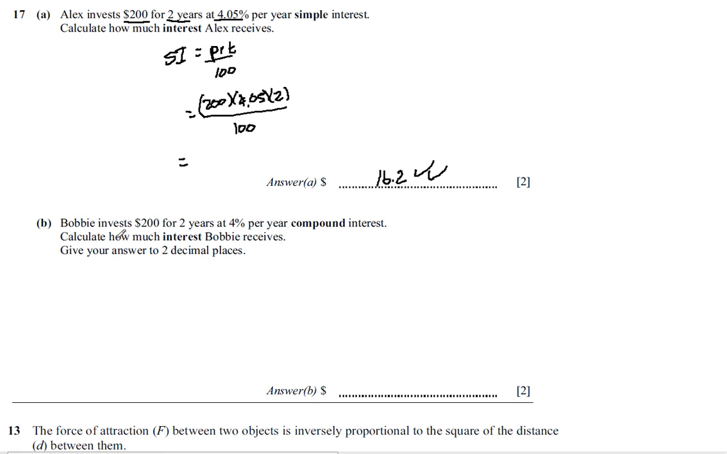Okay, Bobby invests $200 for 2 years at 4% per annum compound interest. Calculate how much interest Bobby receives, give your answer to 2 decimal places. So the compound interest formula is A equals P times (1 plus R over 100) to the power of N. Now remember, this formula is not like simple interest.